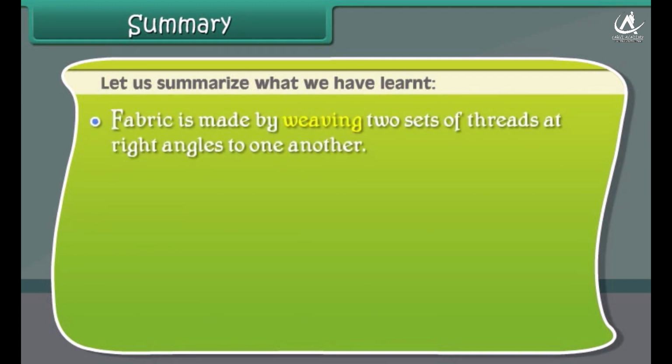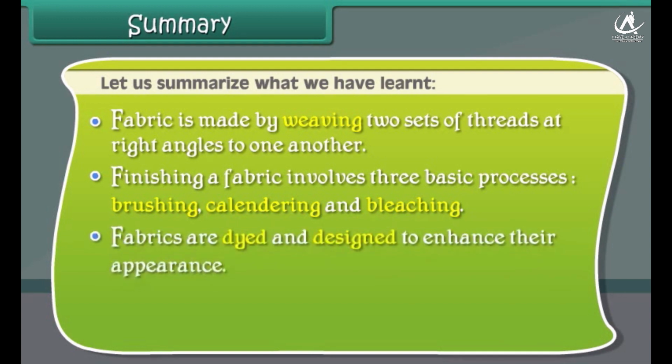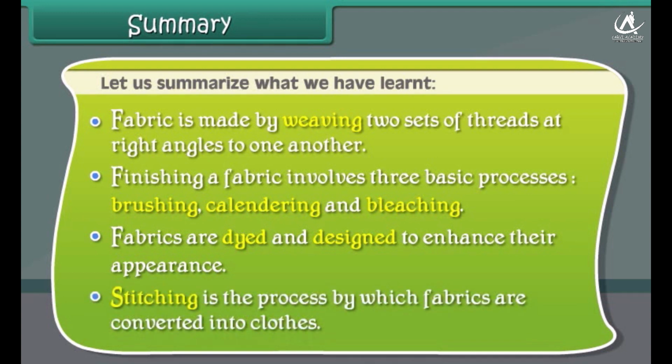Fabric is made by weaving two sets of threads at right angles to one another. Finishing a fabric involves three basic processes: brushing, calendering, and bleaching. Fabrics are dyed and designed to enhance their appearance. Stitching is the process by which fabrics are converted into clothes.